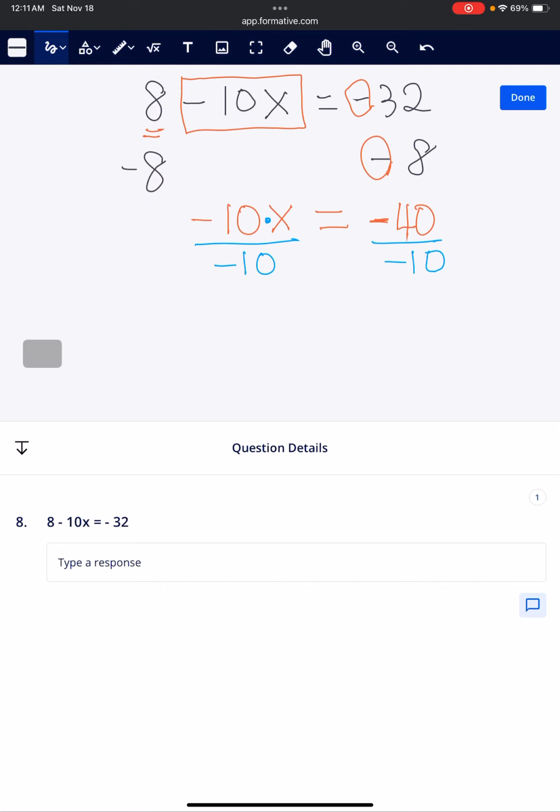Then you can get rid of the coefficient. You'll have just x on the left. Negative 40 over negative 10 is positive 4.